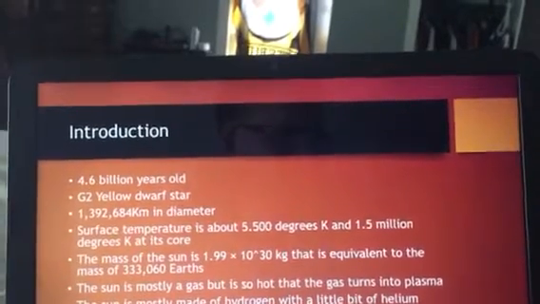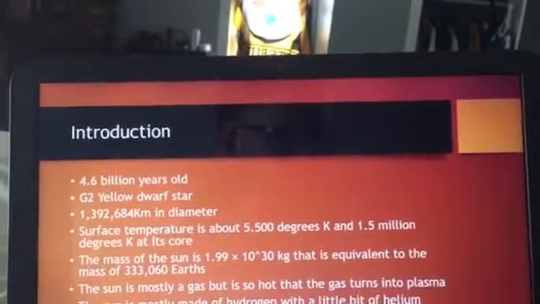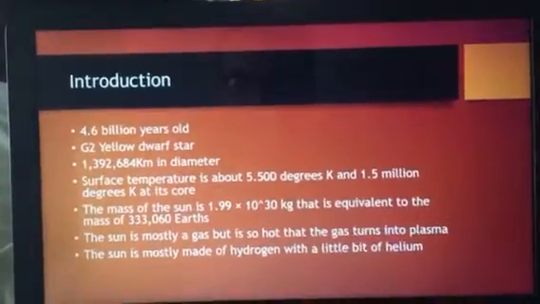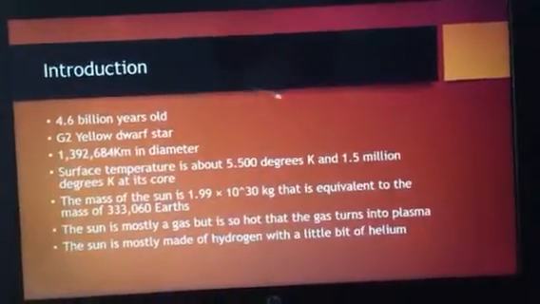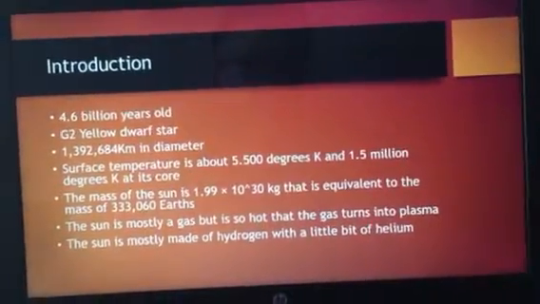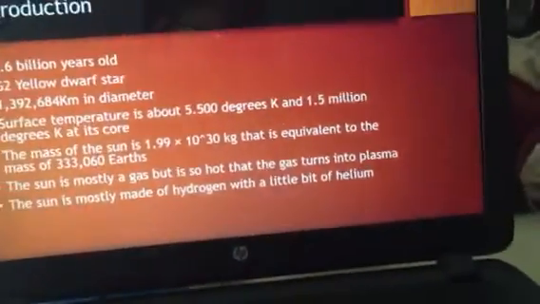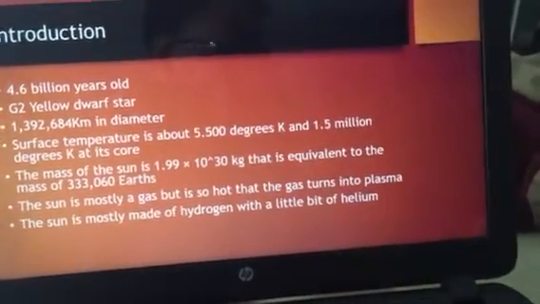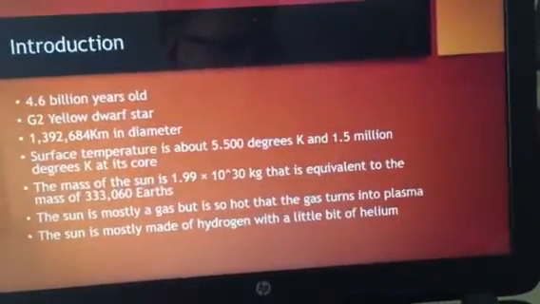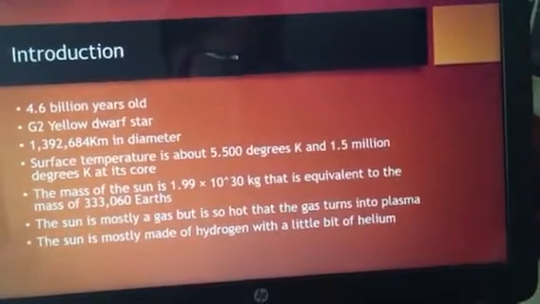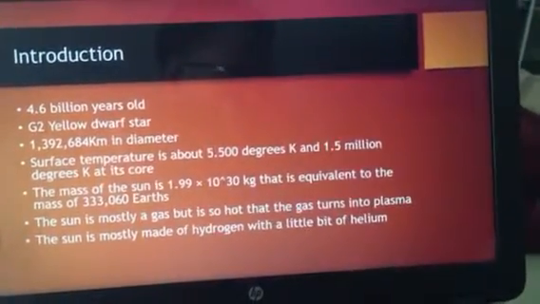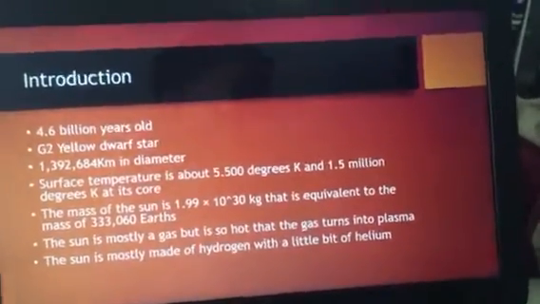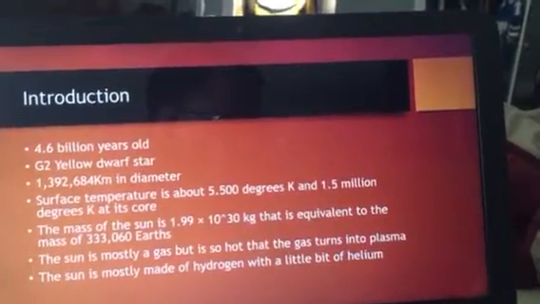The Sun's diameter is about 1,392,684 kilometers. For comparison, about 333,060 Earths could fit inside of the Sun. The surface temperature is about 5,500 degrees Celsius and is about 15 million degrees Celsius at the core.